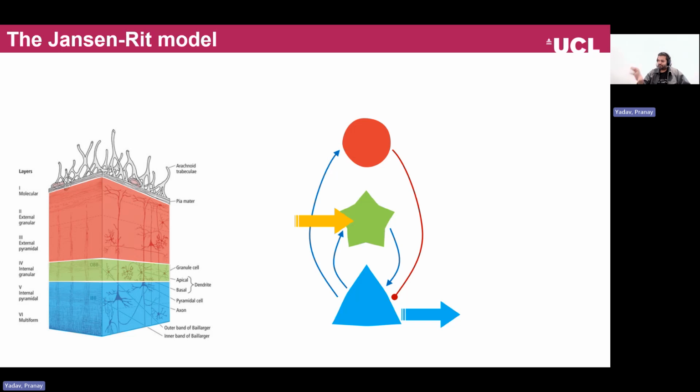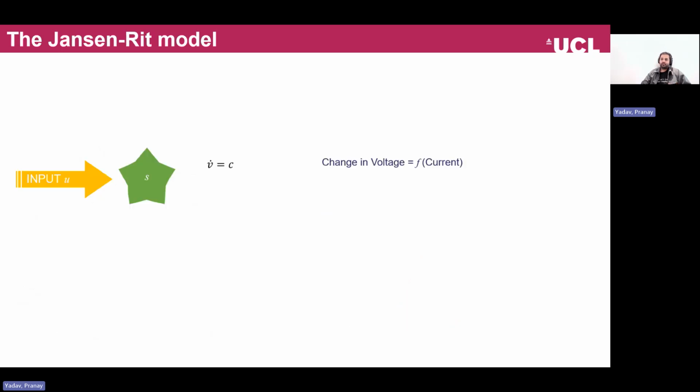So this is the structure of the model. What does the model do? How does it work? For that, we need to describe the equations that govern its behavior. So let's look at the spiny stellate population. This population receives an external input.